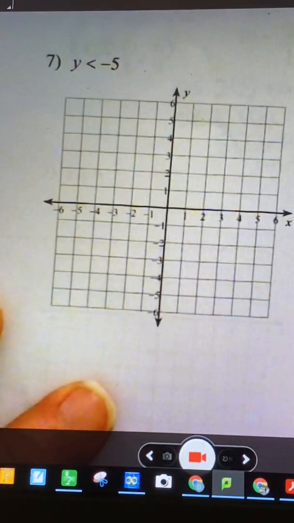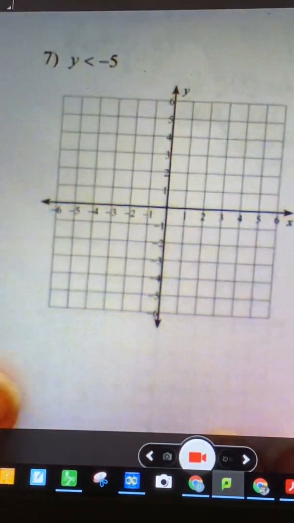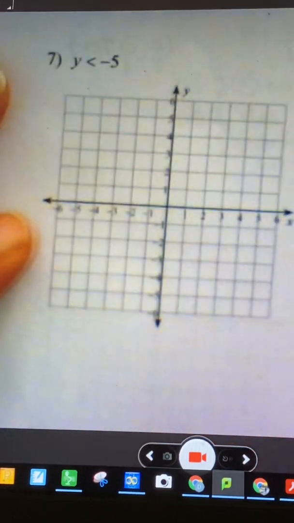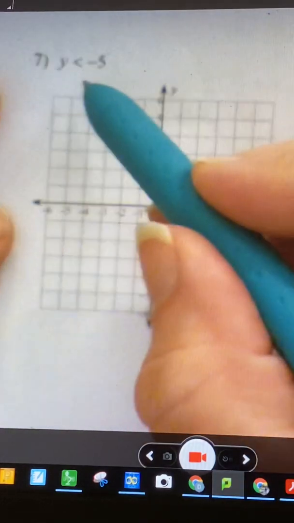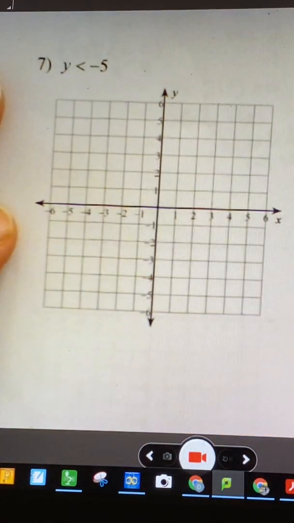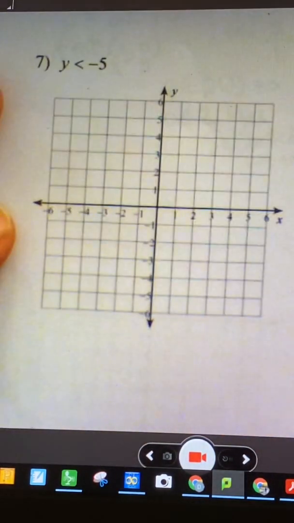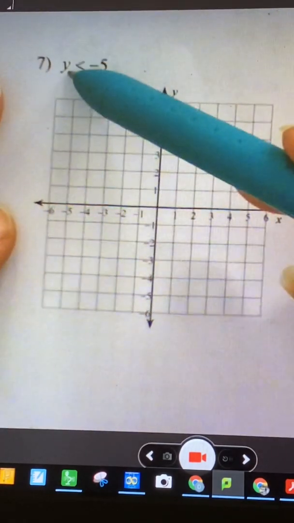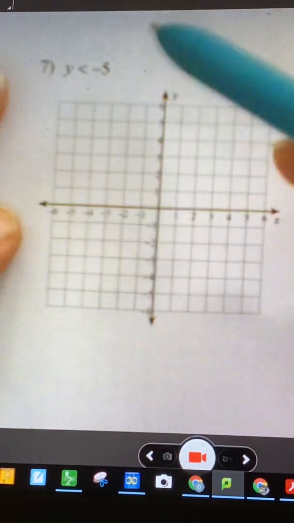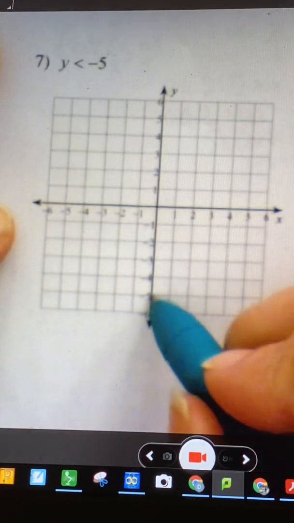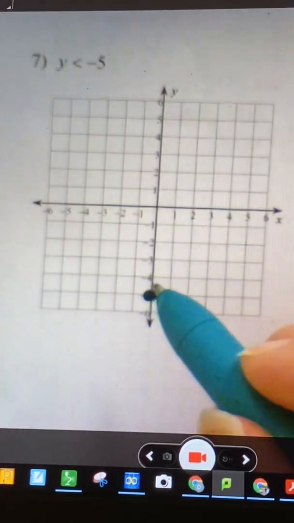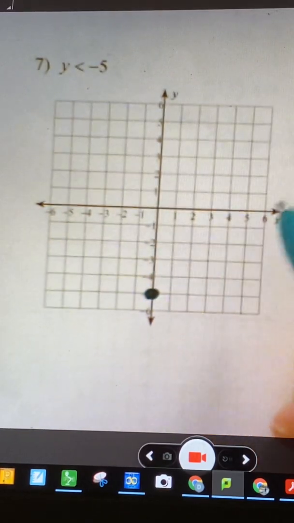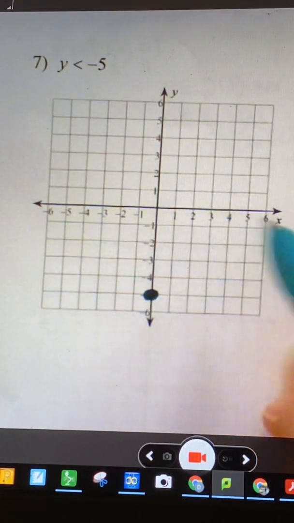How about this number 7 in our notes? Here's a y inequality, right? So we got y is less than -5. So this tells me to go to the y-axis and mark our -5. It's on the y-axis this time. That means that the line we draw will be parallel to the axis it's not on, which is the x-axis.